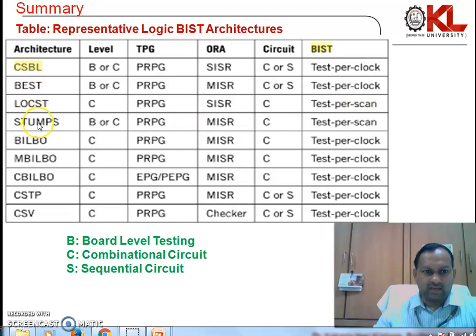Next, coming to the fourth architecture, STUMPS. The level of the architecture is board level and centralized BIST architecture. The test pattern generator is the PRPG, the pseudo random pattern generator, and the output response is the MISR. The circuit executes the common circuit, and the BIST is the test scan circuit. These are all the circuit comparisons. For each circuit comparison, you can observe the representative logic BIST architectures. Thank you, one and all.